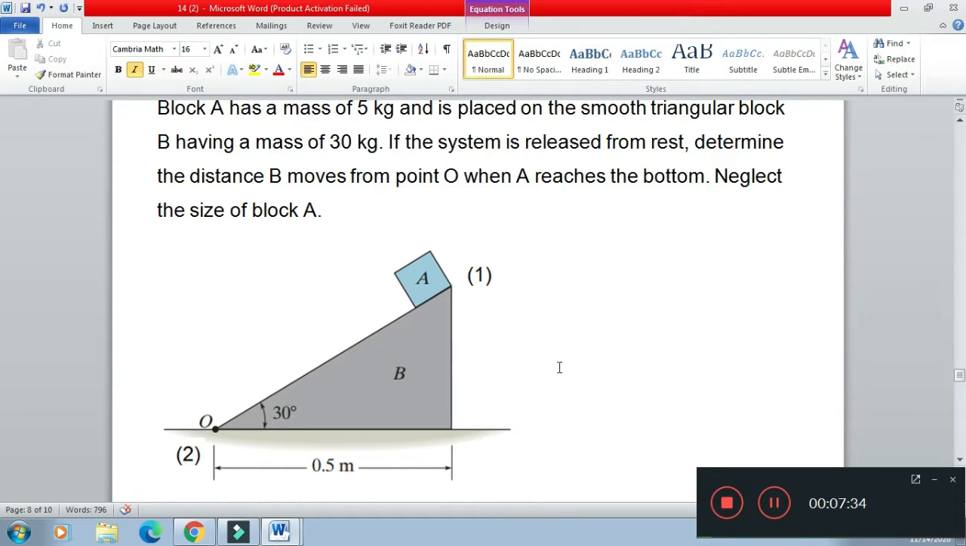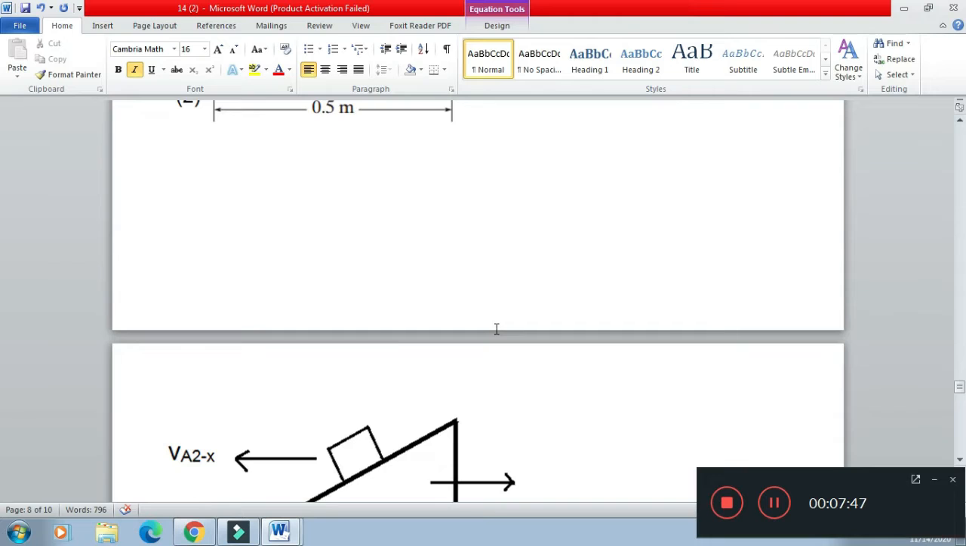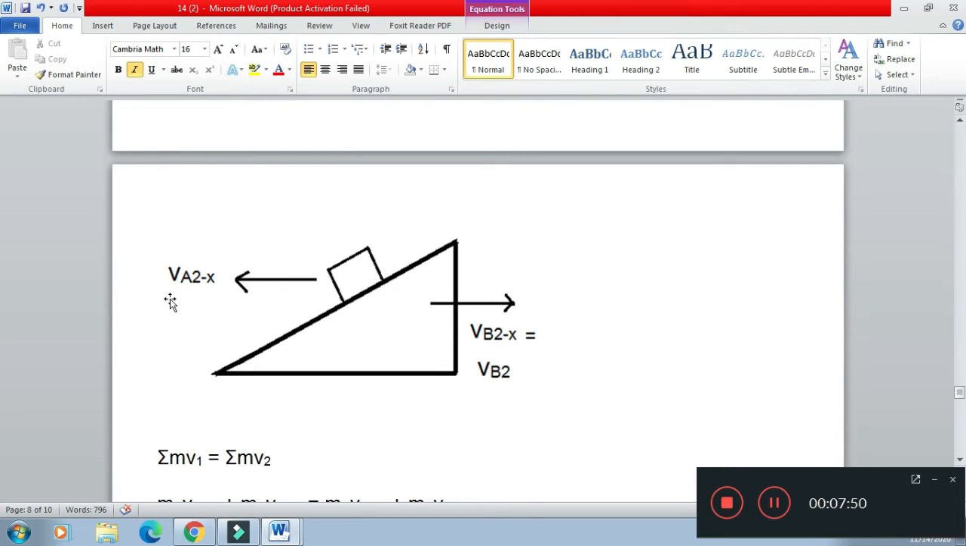So we have to find the distance covered by block B when A moves up to location 2. Beginning from 1, when it reaches 2, we have to find the distance traveled by the block B. So these are the velocities. There will be y component of velocity and x component of velocity of block A, but we will be calculating the velocities in x direction mostly because block B can only move in the x direction.